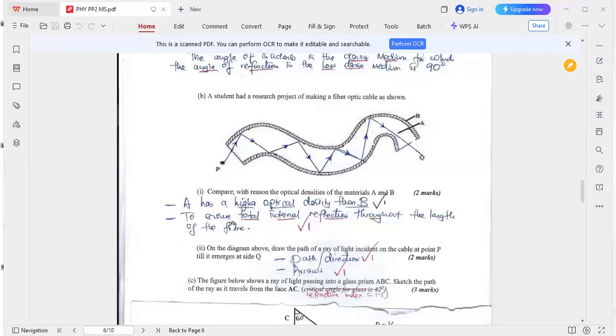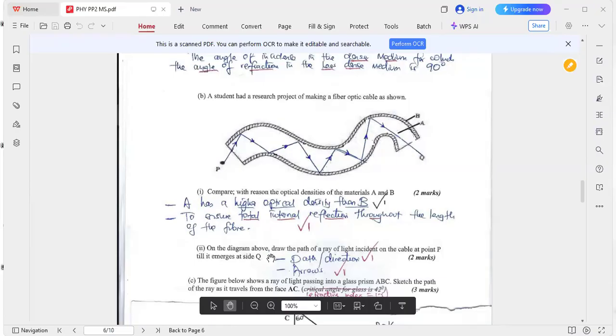Maybe just to add, one of the conditions for total internal reflection to occur is that light must be traveling from an optically denser medium towards an optically less dense medium. That's why A should be optically denser than B.